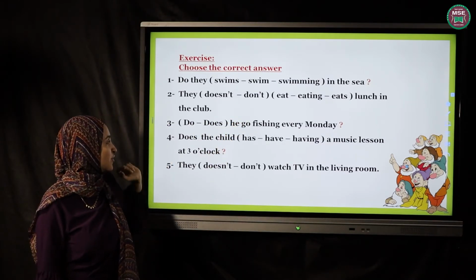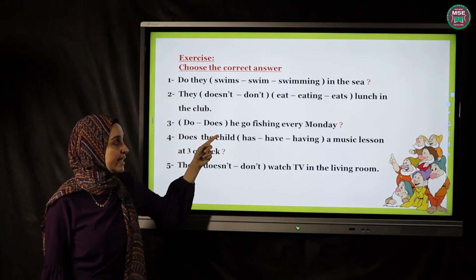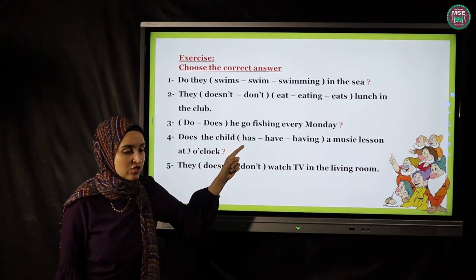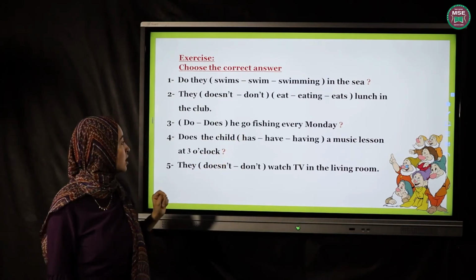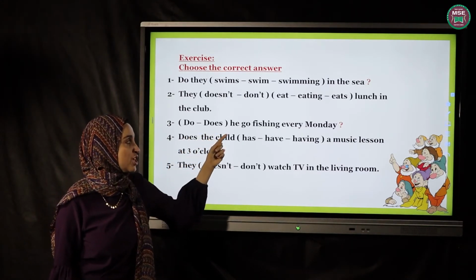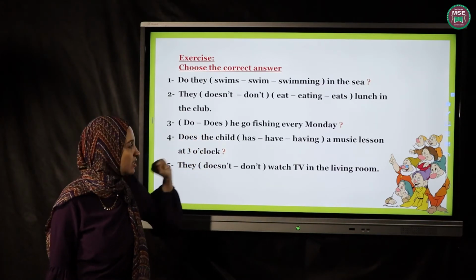Excellent. Number 3, do or does he go fishing every Monday? Question mark. So it's a question. Take care of the question mark. That's right. Does he go fishing every Monday? I use does here because I have he.